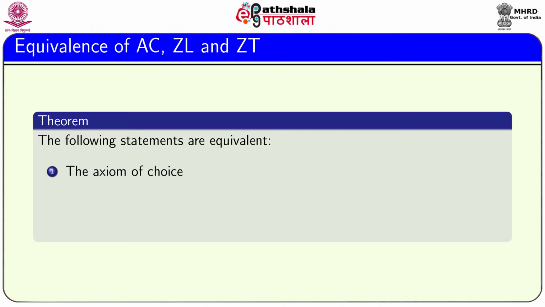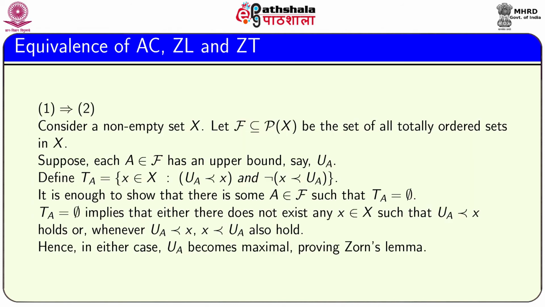Now, the following statements are equivalent. First one is the axiom of choice, second is Zorn's lemma, and the third one is Zermelo's theorem. First, we prove the implication of Zorn's lemma from the axiom of choice. Consider a non-empty set X. Let script F be the set of all totally ordered sets in capital X.